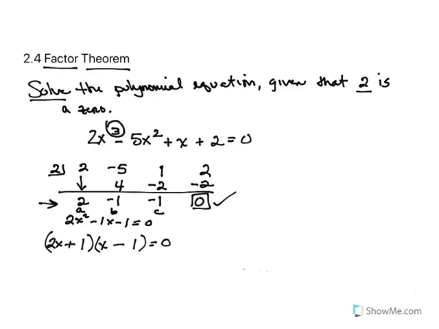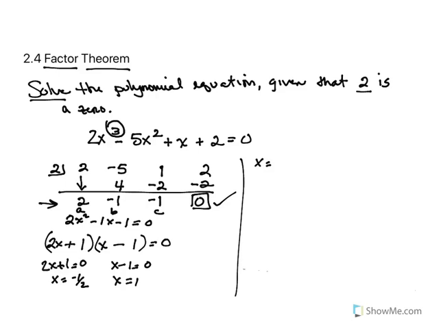So 2x squared minus 2x plus 1x, yes. So we would get 2x plus 1 equals 0. X would be equal to negative 1/2. X minus 1 equals 0. X would equal 1. So let's do the quadratic formula over here.